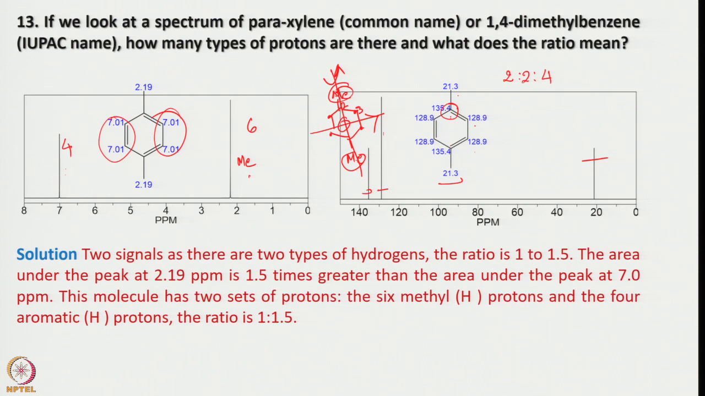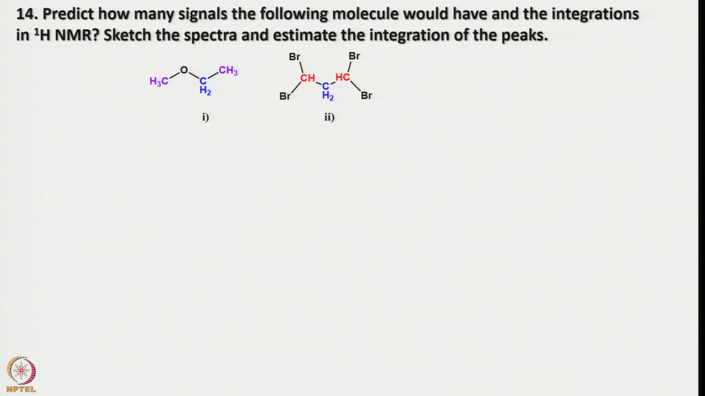And in carbon, we have three types of carbon atoms. As a result, we see three signals in its 13C NMR spectrum. So now we have two more molecules. Predict how many signals the following molecule would have and the integrations in 1H NMR. Sketch the spectra and estimate the integration of the peaks.